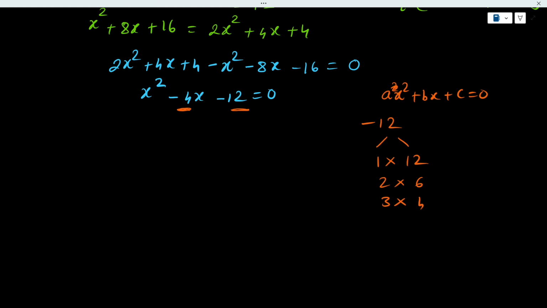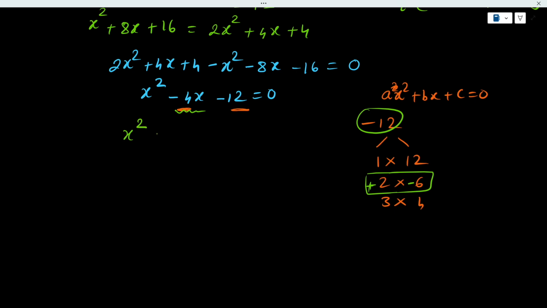It can be 6 and 2 because 6 minus 2 is 4, but I need negative 4, so that is why I'll put here minus 6 plus 2. This combination will give you minus 4, and you can see that if you multiply plus 2 and minus 6 you get minus 12, right? So that's why it's called splitting the middle term, because we are going to split the middle term into two parts, right?